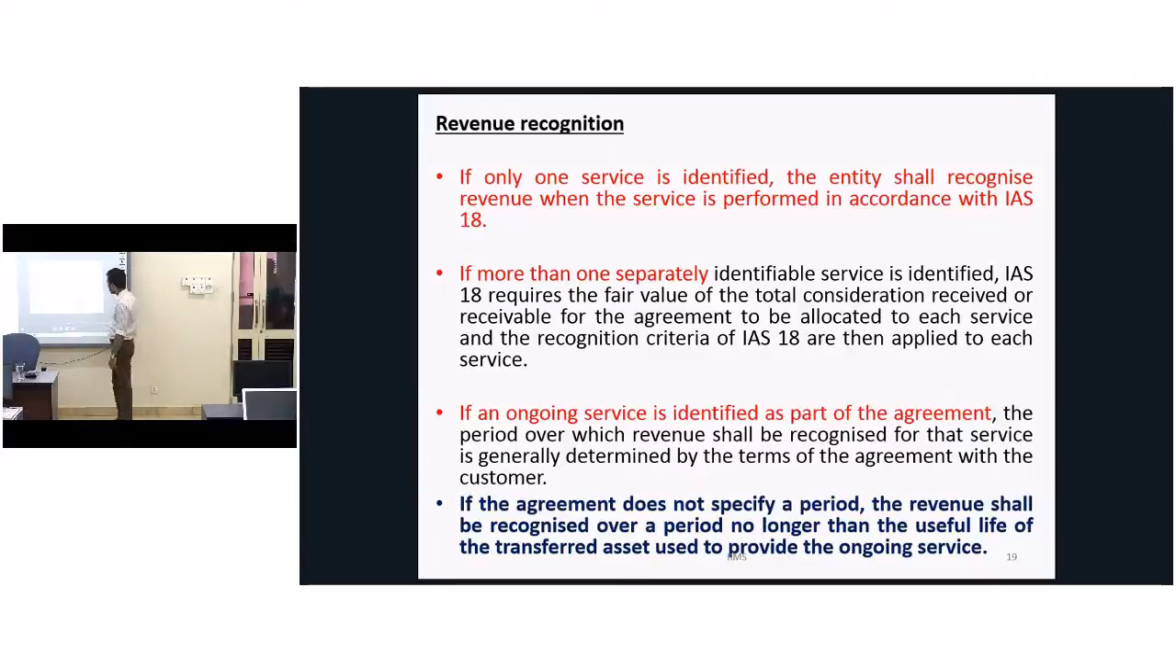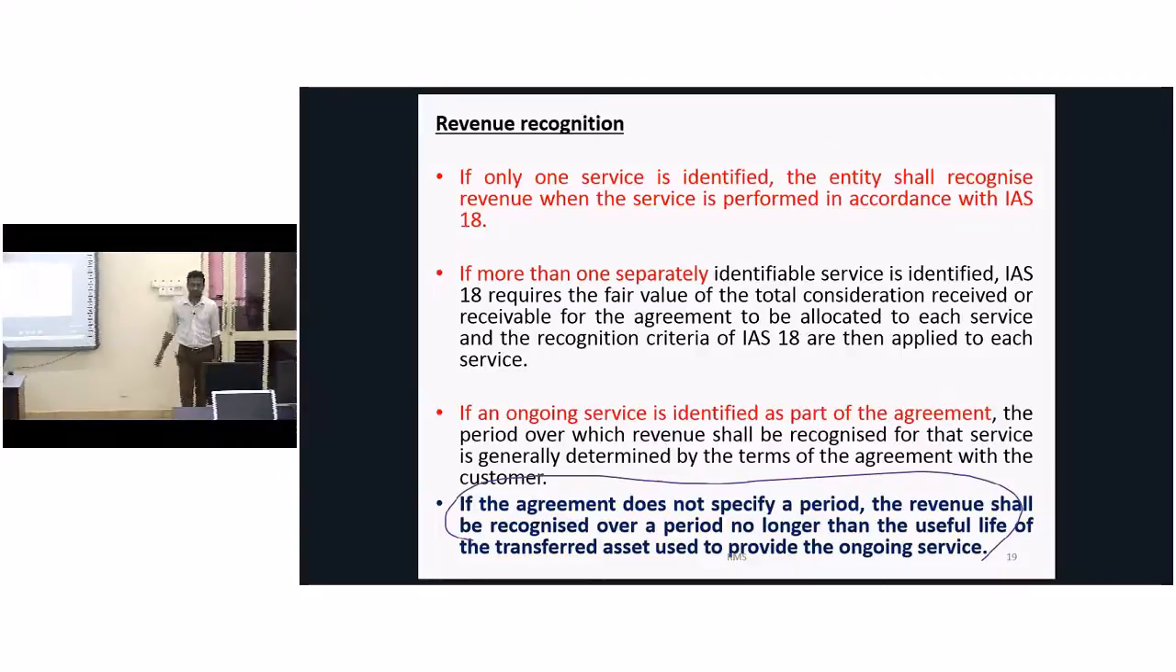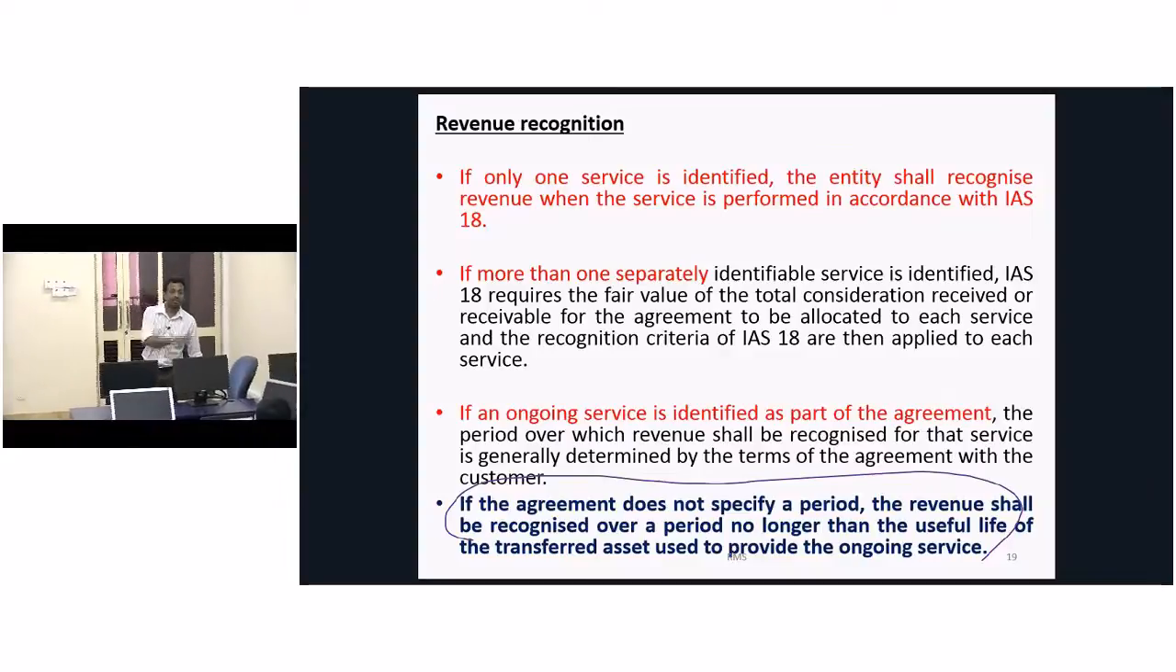Most of the points I have explained already. I told this one also. Look at this point. If the agreement does not specify a period, usually revenue should be recognized over the useful lifetime of the asset. I told it, right?